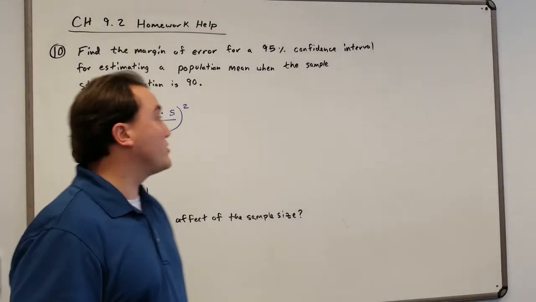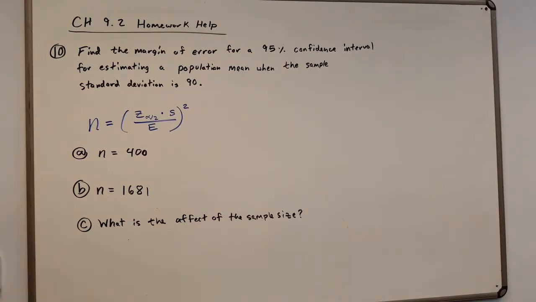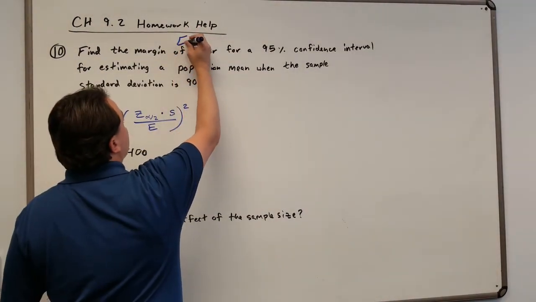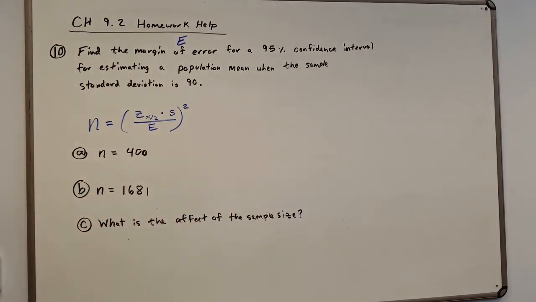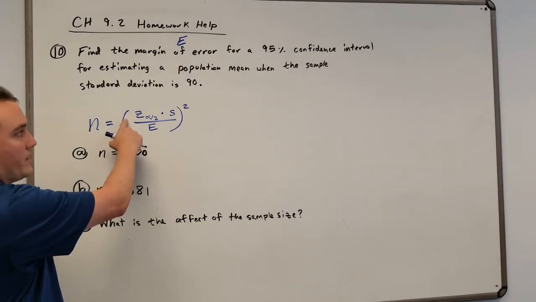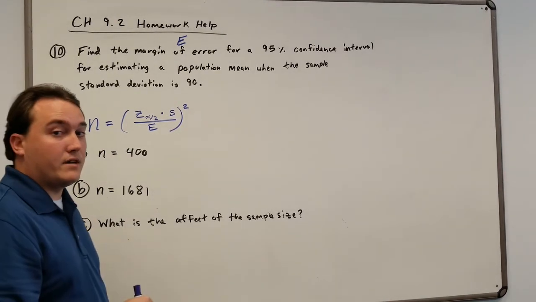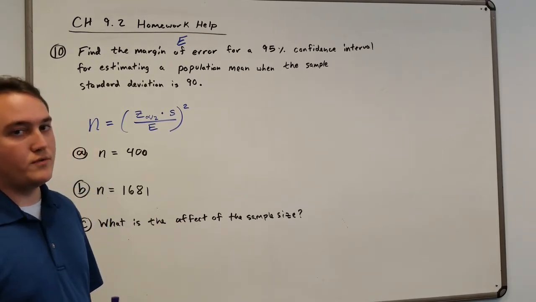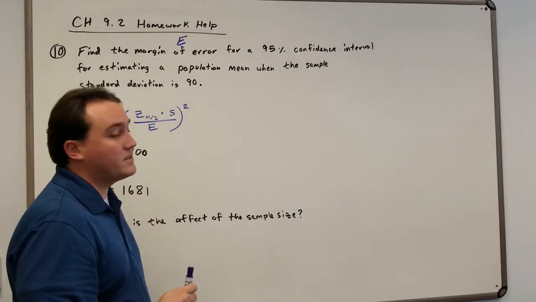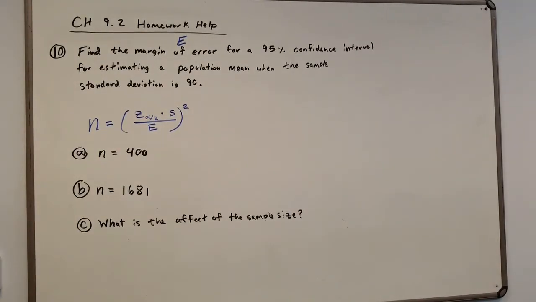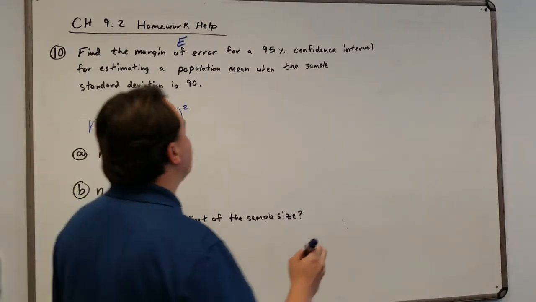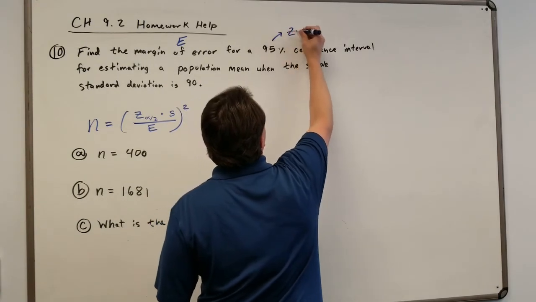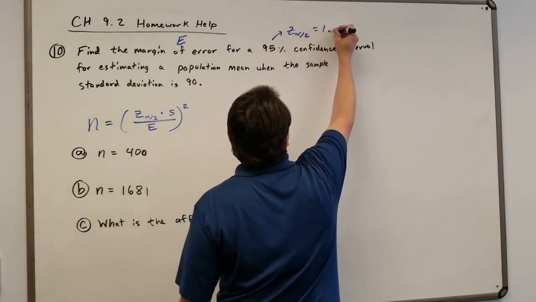Okay, so problem number 10 says find the margin of error, so we're finding E this time. We can reuse this equation, but we're going to have to solve for E. For a 95% confidence interval. So again, it's giving us that Z value. Alpha is 5, half of alpha is 2.5, so you go to your table and you look for 0.025 on the table, then go backwards to find the Z-score. When you do that, you will get 1.96. So Z alpha over 2 equals 1.96.